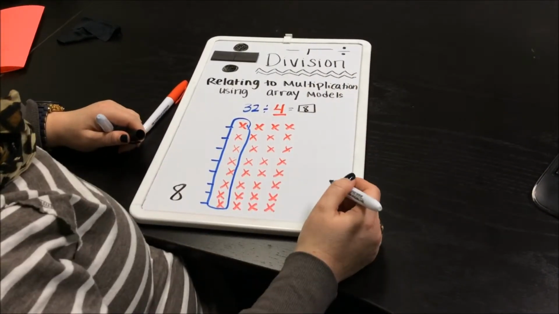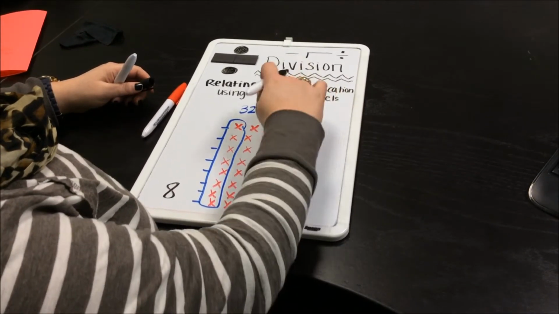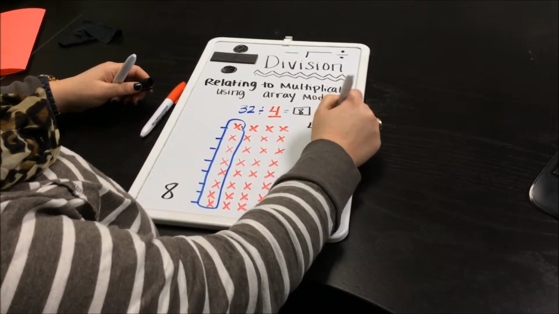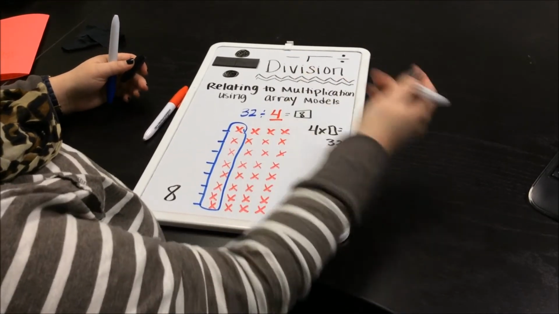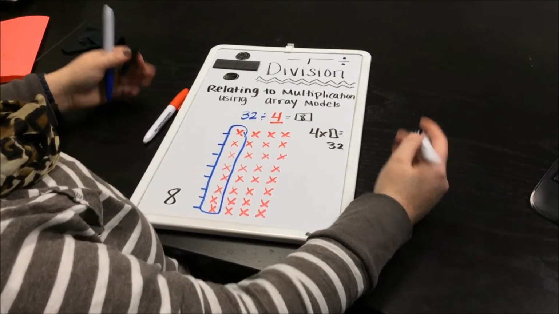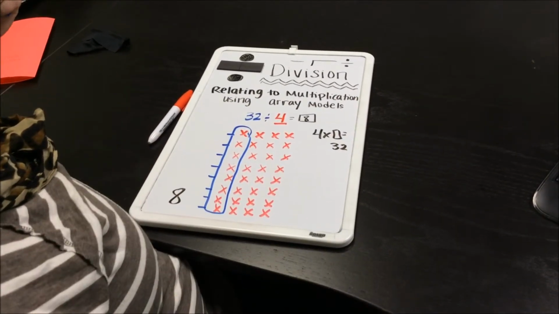Again, with division, you're thinking about, well, what 4 times what number would get me 32? And it is 8. We know that with our multiplication facts. So they kind of go together, and that really helps the kids understand it a little more clearly.